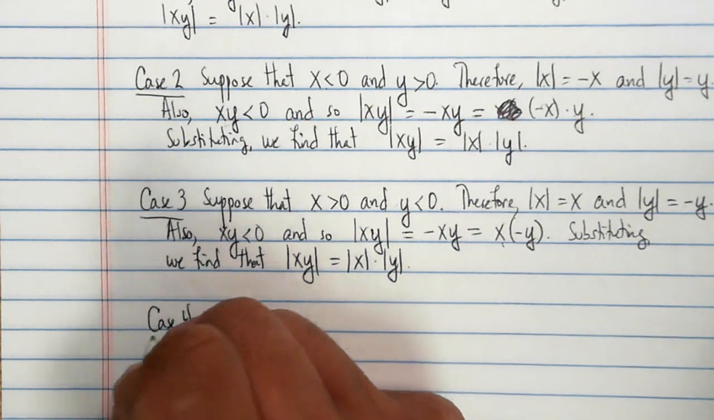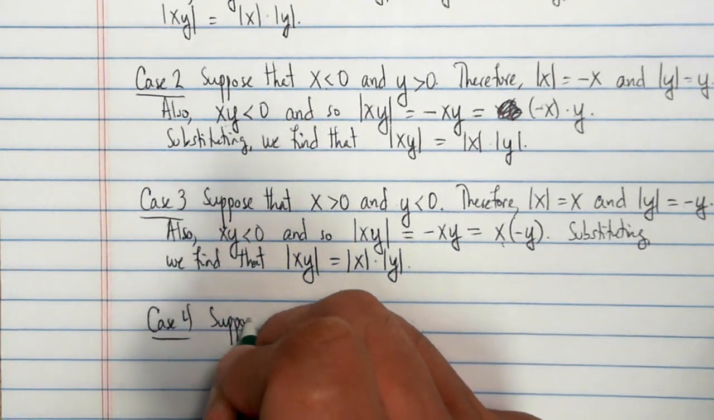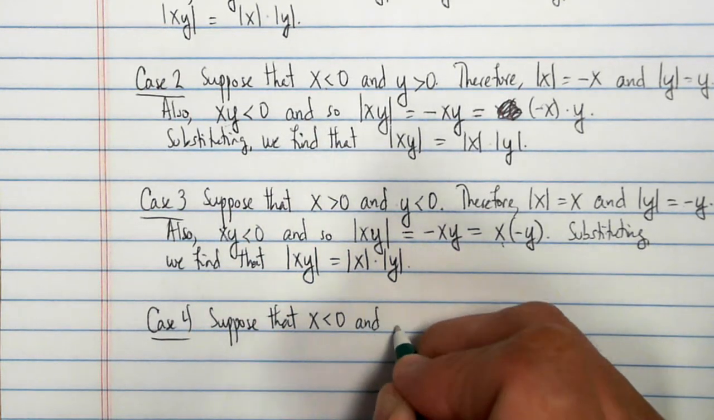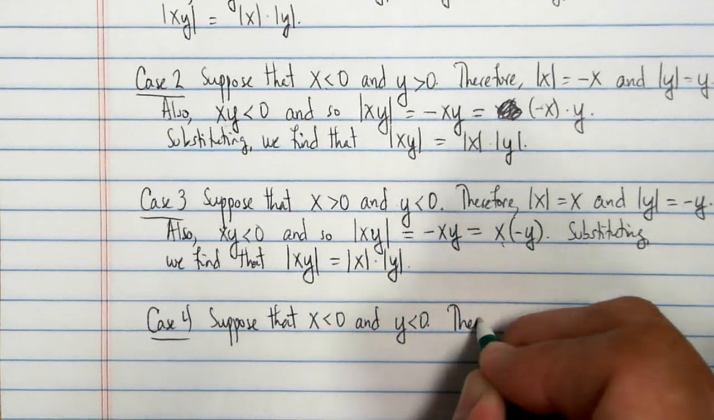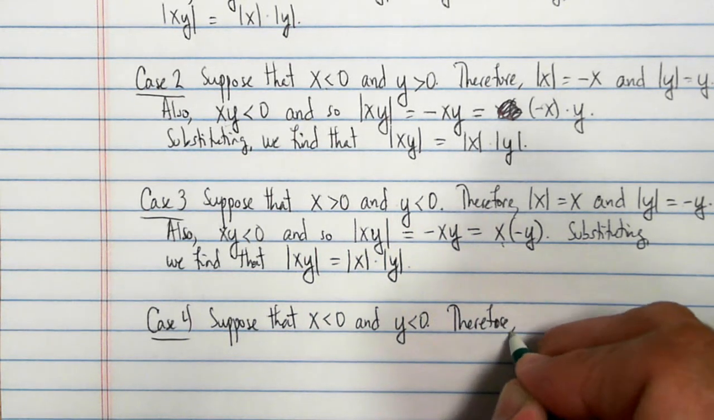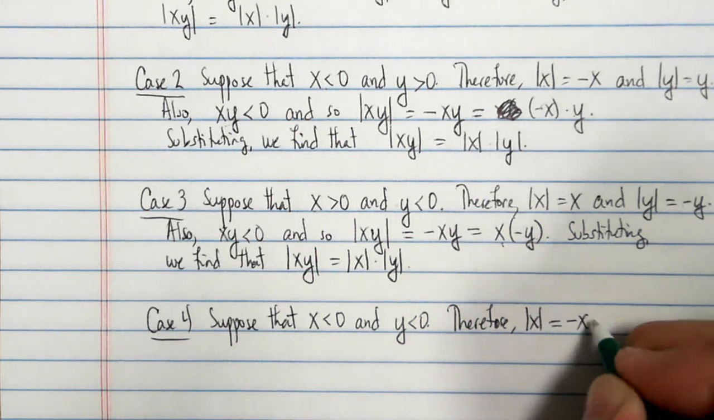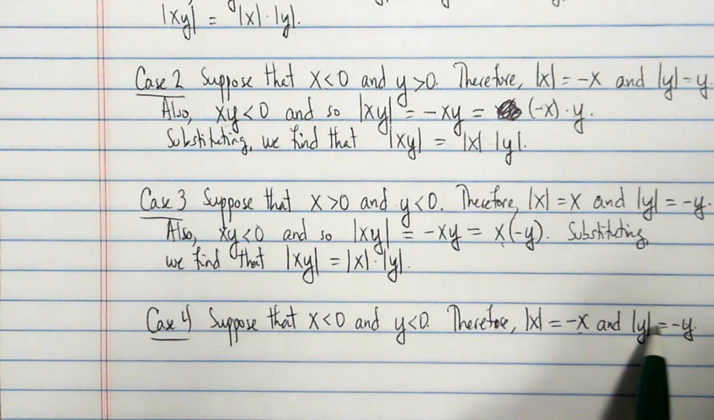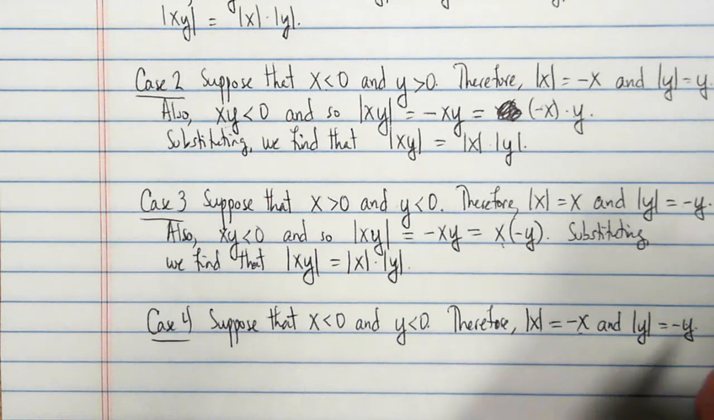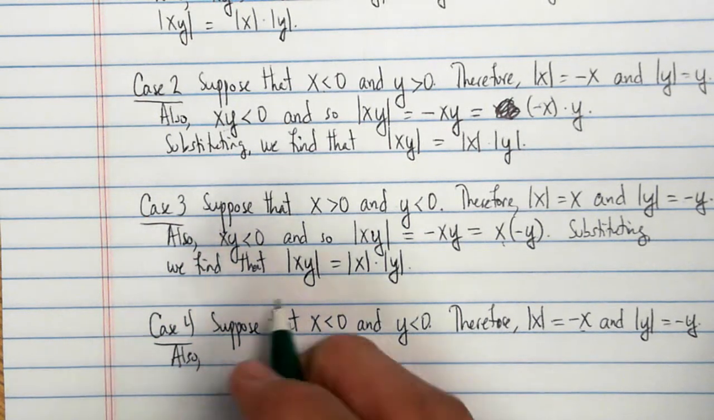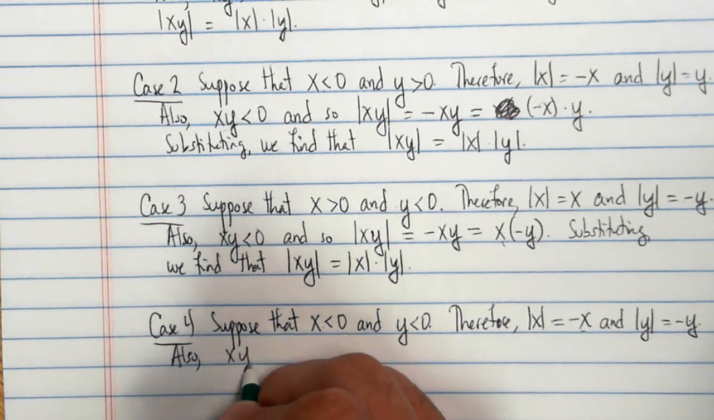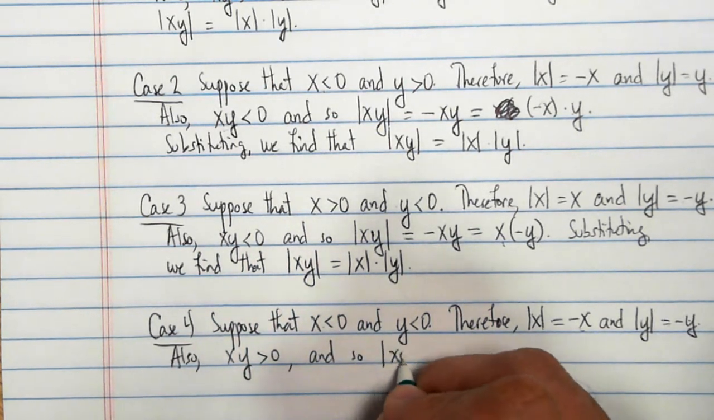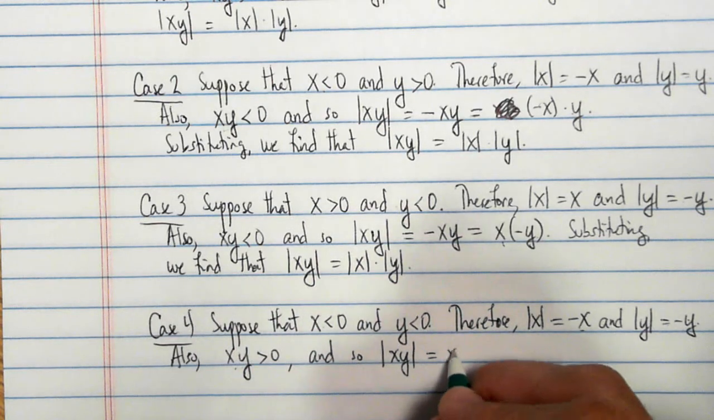Case 4, suppose they're both negative. Suppose that x is less than 0 and y is less than 0. Therefore, the absolute value of x is equal to negative x, and the absolute value of y is equal to negative y. x and y are both negative. That makes negative x positive, and negative y is positive. Also, if I take a negative times a negative, the product is positive. And so the absolute value of this positive number is going to be itself.